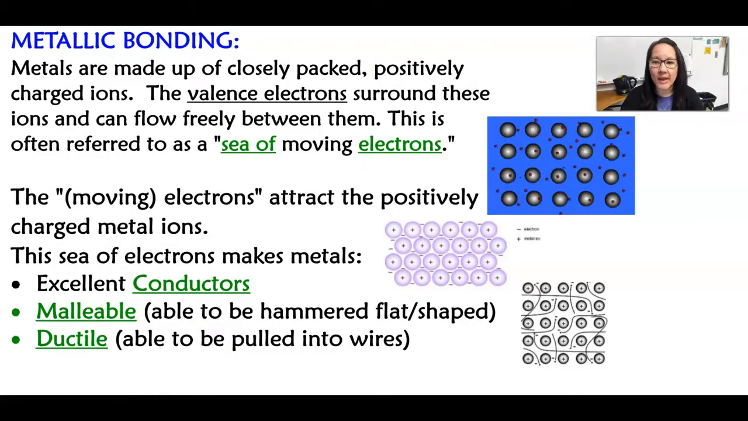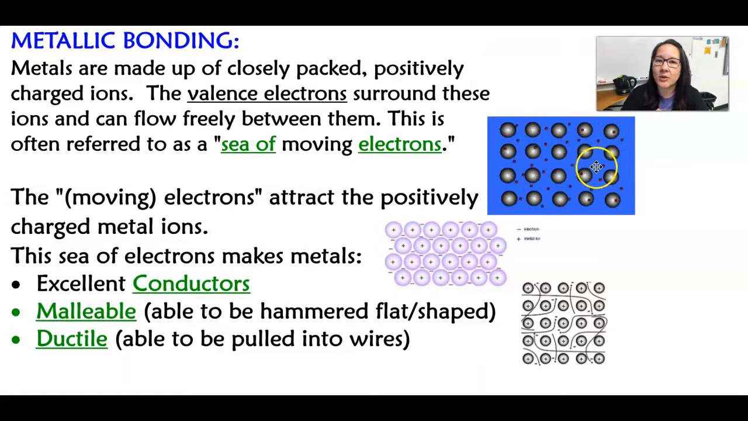Last topic is metallic bonding. Metals are made up of closely packed positively charged ions. The valence electrons surround these ions and can flow freely between them. This is often referred to as a sea of moving electrons, or a sea of electrons. The moving electrons attract the positively charged metal ions. This sea of electrons makes metals have the following properties. The reason we have this big sea of electrons is why metals are good conductors of heat and electricity.